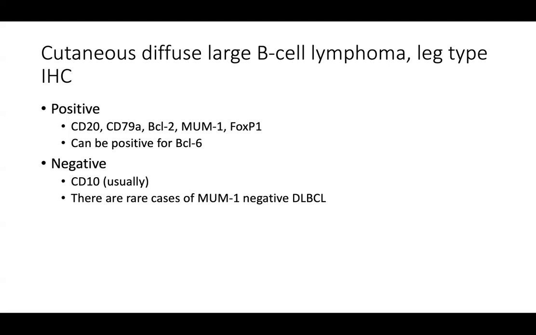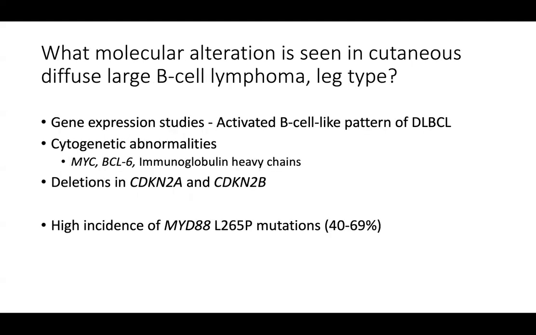So what molecular alteration is seen in cutaneous diffuse large B-cell lymphoma leg type? Gene expression studies have shown that these cells have an activated B-cell-like pattern. The cytogenetic abnormalities include MYC, BCL6, and immunoglobulin heavy chains with deletions in CDKN2A and CDKN2B.